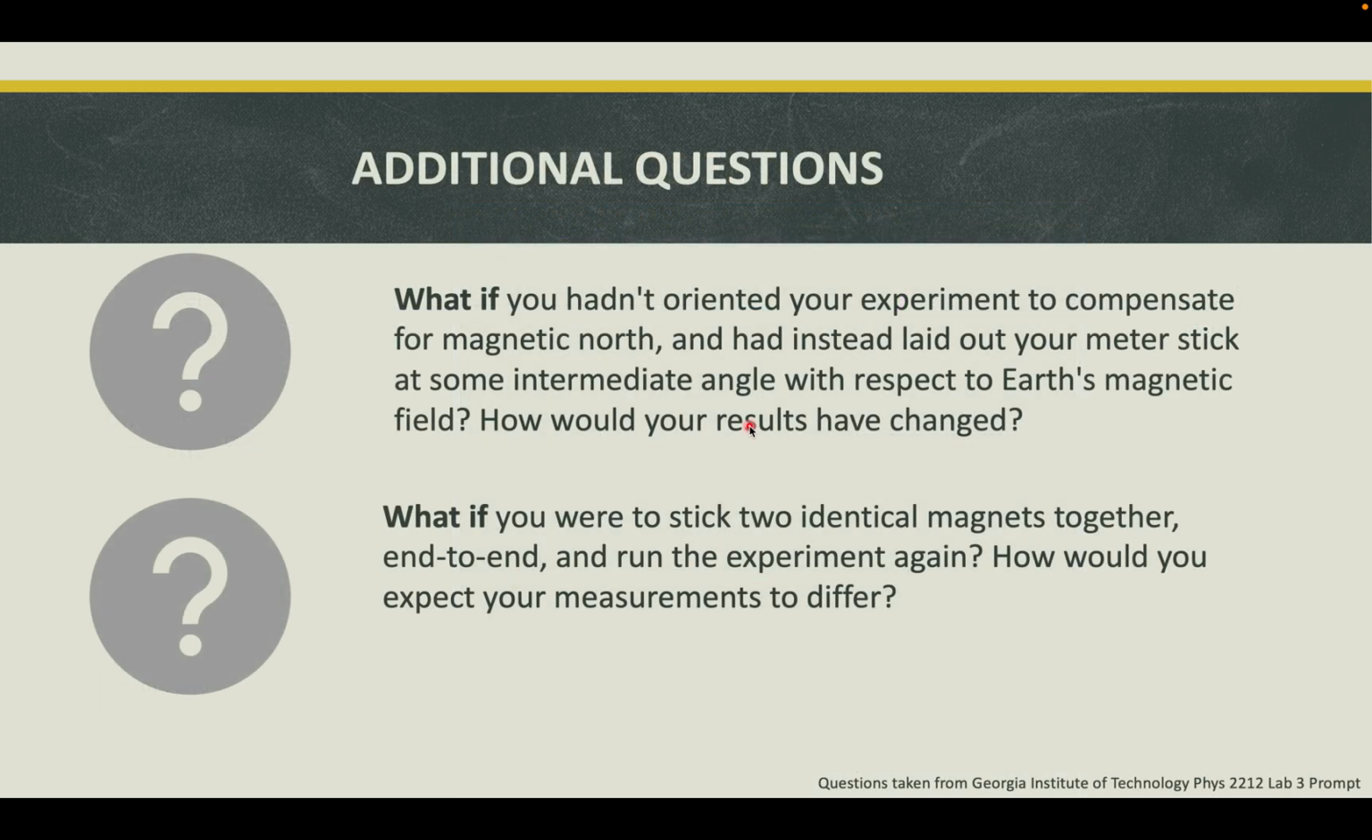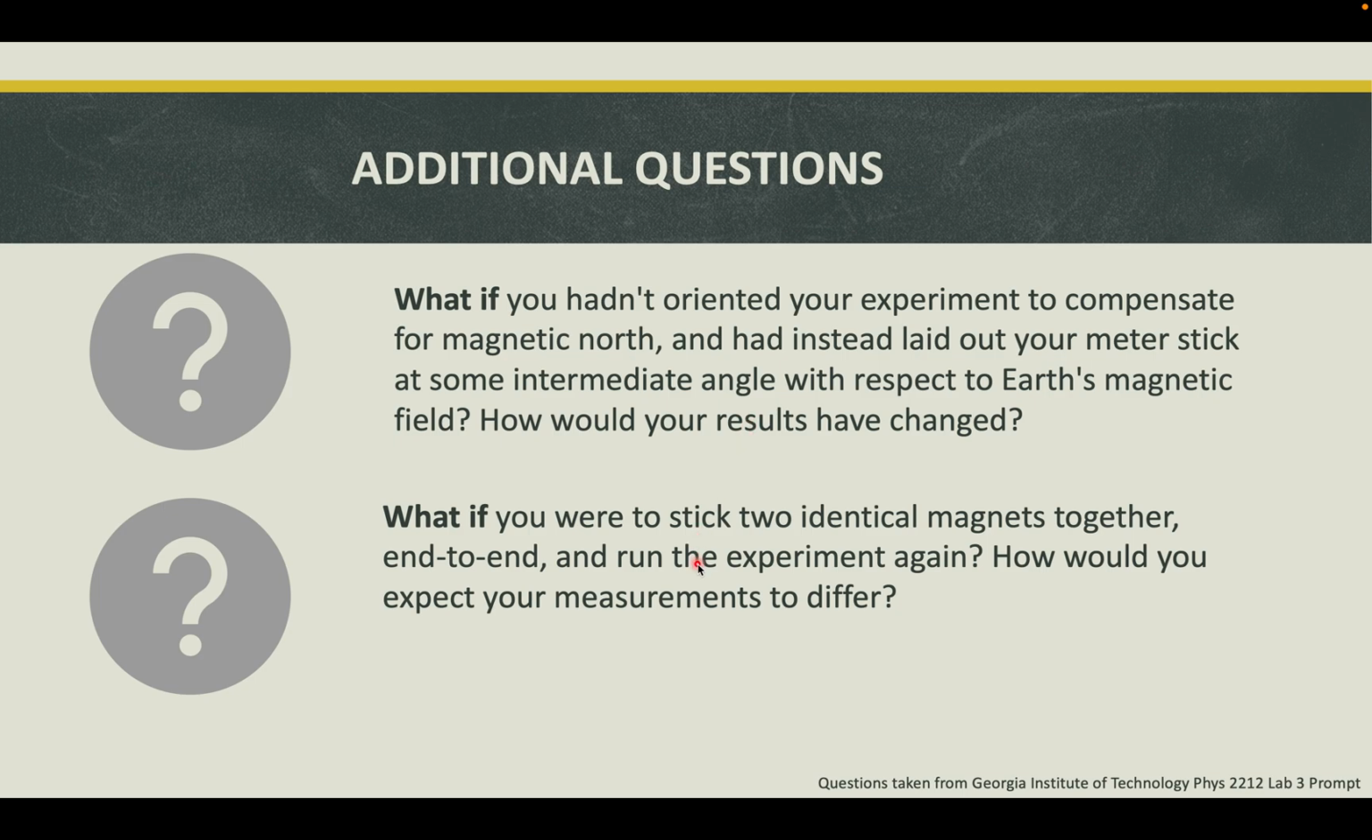Now, answering the first what-if question, I would say that if we hadn't oriented to compensate for magnetic north, then all the readings would be biased because they would go in the direction of magnetic north, because initially the x component of the magnetometer would be a negative or positive value instead of 0, which would make the values of the dipole moment and thus the magnetic field less accurate or skewed.